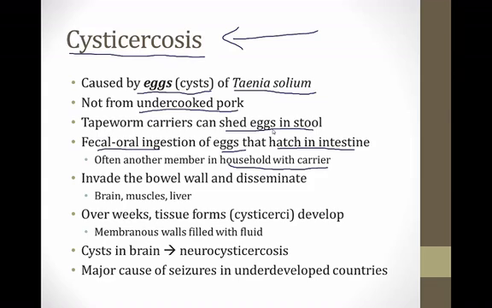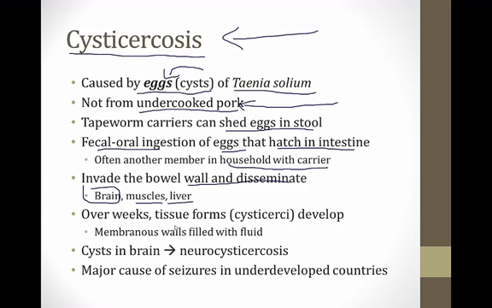Very important to understand that when you ingest the larvae from undercooked pork, you get teniasis. When you ingest the eggs from fecal oral contamination, you get cysticercosis. Once the helminth gets into your bowel, it can invade the bowel wall and disseminate, and it can travel to muscles and liver, and it especially likes to travel to the brain. We'll talk about that in a minute.